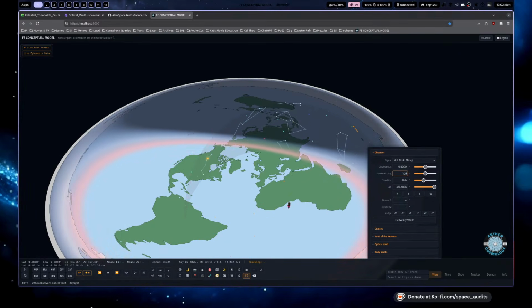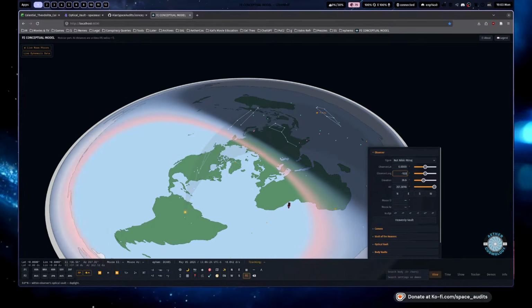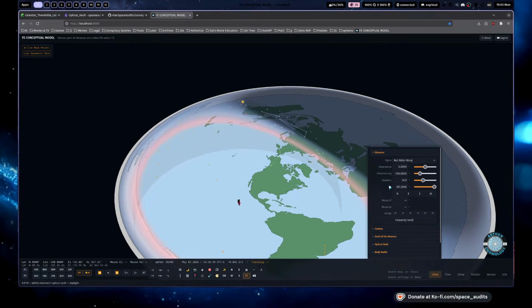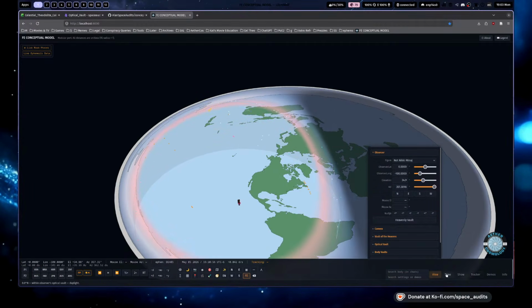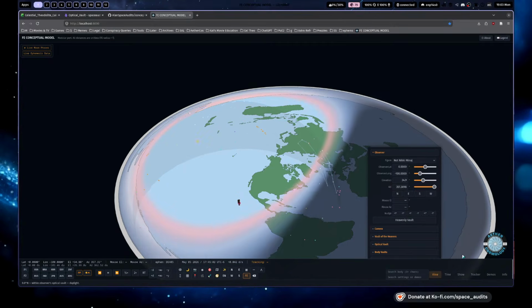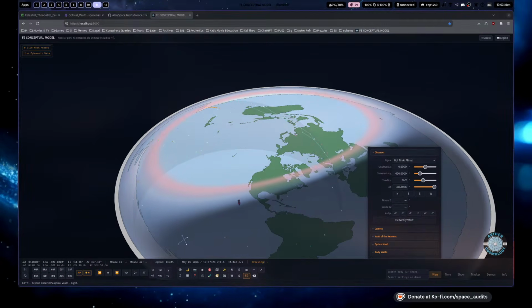Almost like it's forbidden. Or is it even possible to be able to see the whole thing? Yeah, kind of like that.